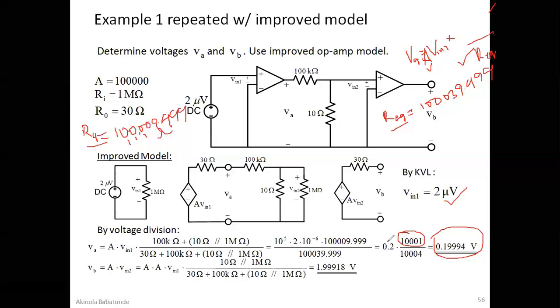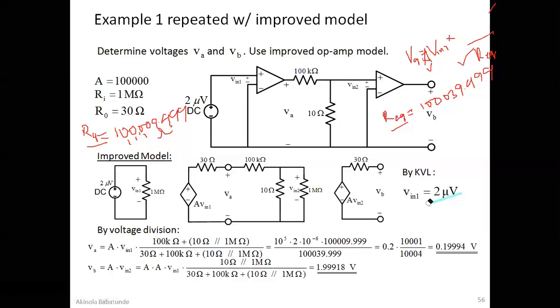Then this 0.2 is going to be A, which is 10 raised to the power 5, multiplied by the 2 micro we have here, which is 2 times 10 raised to the power minus 6. So 10 raised to the power 5 times 2 times 10 raised to the power minus 6 becomes 2 times 10 raised to the power minus 1. That's 2 divided by 10, which will give you 0.2. That's how they got here. If you multiply all this together, you obtain 0.19994. That's the value you obtain for your VA.